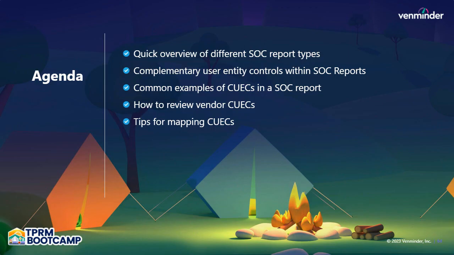Okay, well, hopefully you guys are not sick of the sound of my voice yet, because we are moving on from data breaches to talk about SOC reports and complementary user entity controls. For our agenda, we're going to spend a little bit of time doing an overview of SOC report types and what makes up a SOC report, just because it's important to make sure that we have that baseline knowledge. And then we're going to talk about complementary user entity controls within the SOC report, common examples, how to review them, and then tips for mapping. So let's get started.